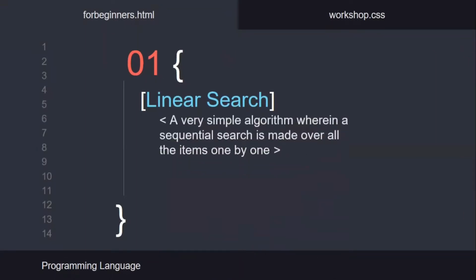Linear search is a very simple algorithm wherein a sequential search is made over all the items one by one. And that one basically just checks each term in the sequence until it arrives at the desired term.